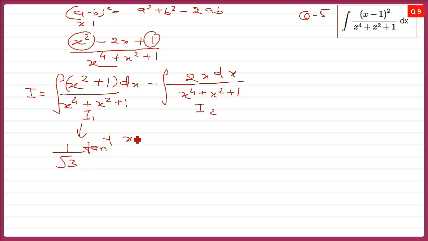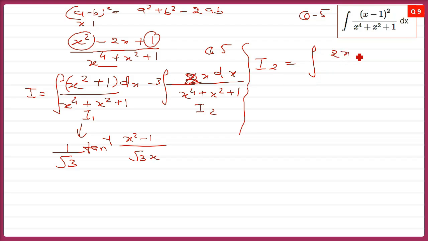1 by root 3 tan inverse (x square minus 1) by (root 3 x). Now in question number 5 it was 3x, so I brought it in front of the integration. But here I will not take 2 outside the integration sign as a constant, because this 2x is going to come after we take x square as t. So in order to solve this I2, which is the second term of the integral we are attempting, this will be the integration of 2x dx divided by x to the power 4 plus x square plus 1.